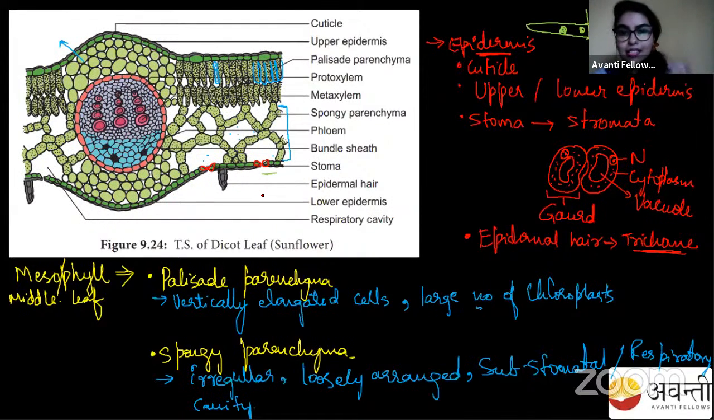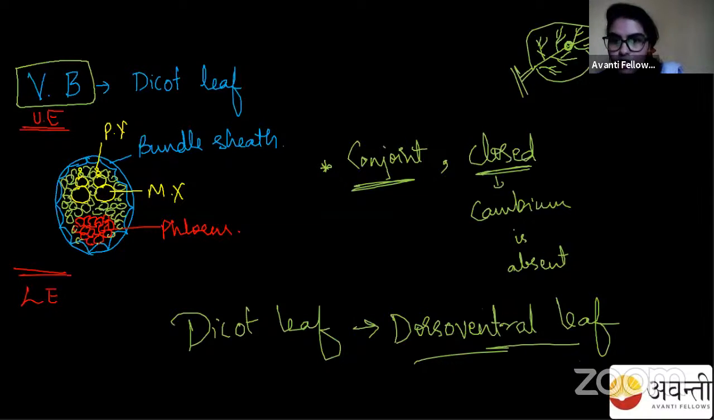This happens because there is a reason for that. Why? Look, this upper part, the palisade parenchyma, has a lot of chloroplast. So the sun will fall directly upon that leaf on the dorsal side. Here you can see, this is the dorsal side, guys. The side behind it, the back side, is the ventral side.